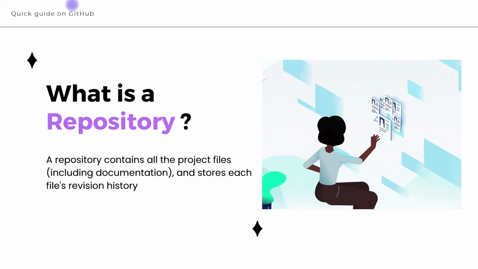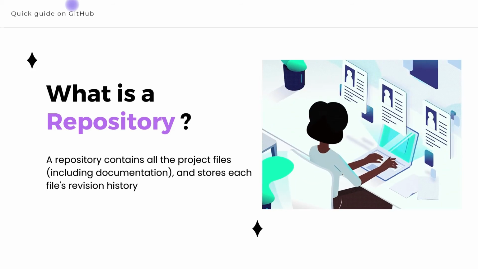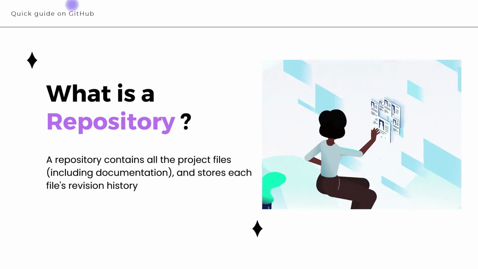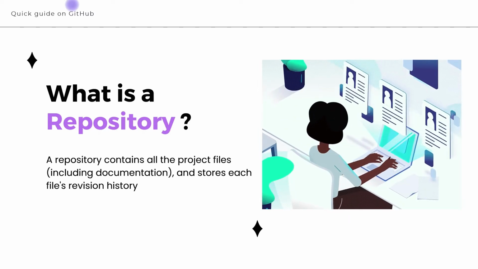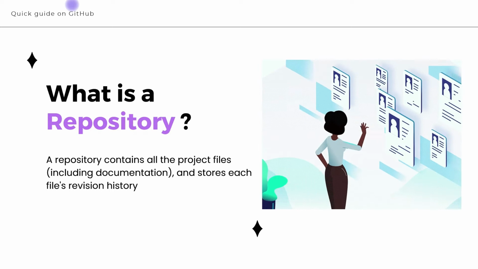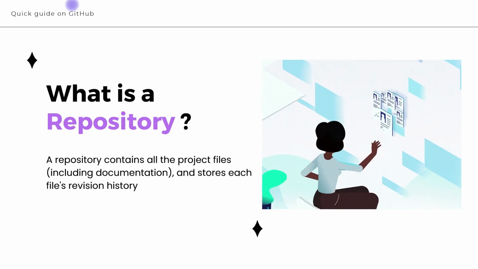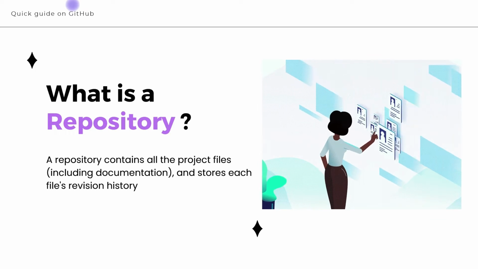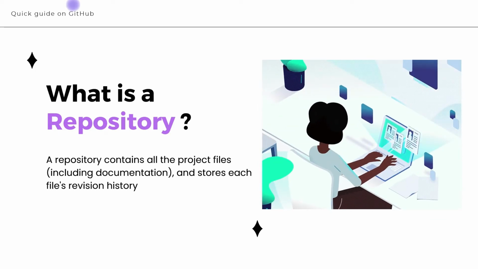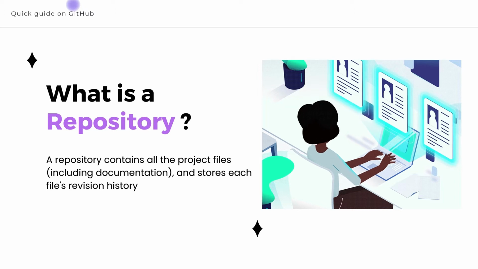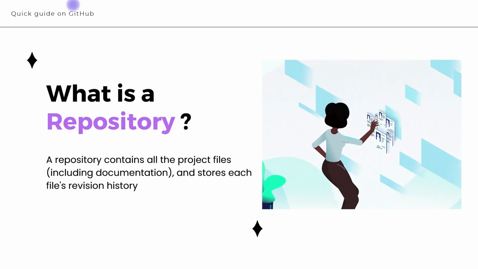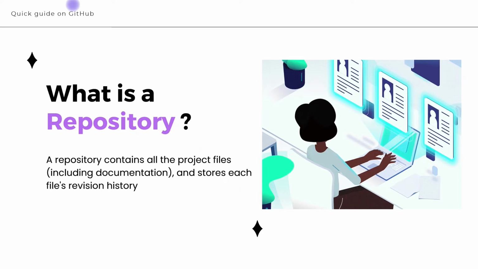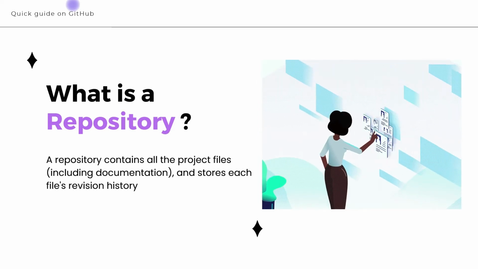Before creating a repository, let me explain what a repository is. A repository is the place in your GitHub account where all the project files, including documentation, readme files, and codes, everything is stored, and each file's revision history is stored there. If you don't know what revision history is, please watch my initial video about GitHub. I have explained revision history there.